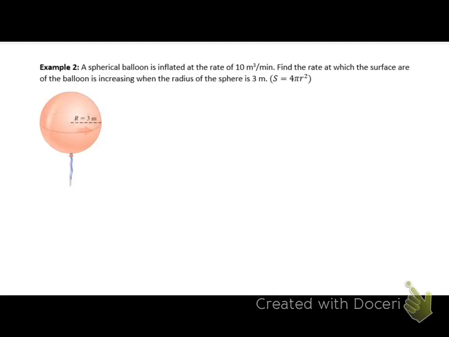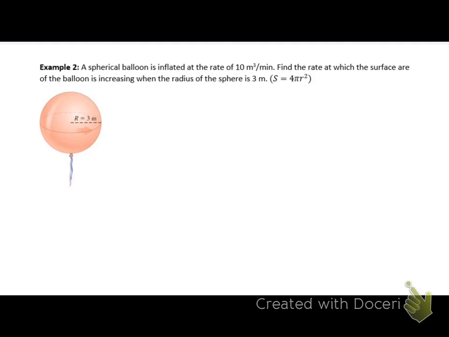This is section 11, related rates, example 2. Example 2. A spherical balloon is inflated at the rate of 10 meters cubed per minute. Find the rate at which the surface area of the balloon, that's supposed to say area, is increasing when the radius of the sphere is 3 meters. They tell us that S equals 4 pi r squared. We have a picture here.